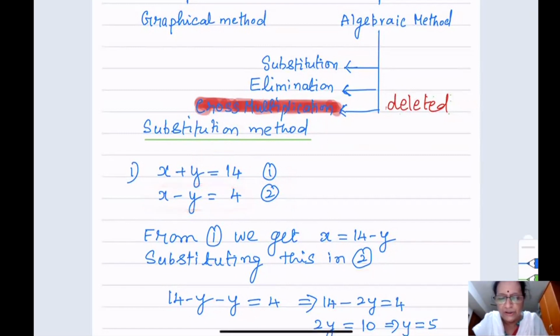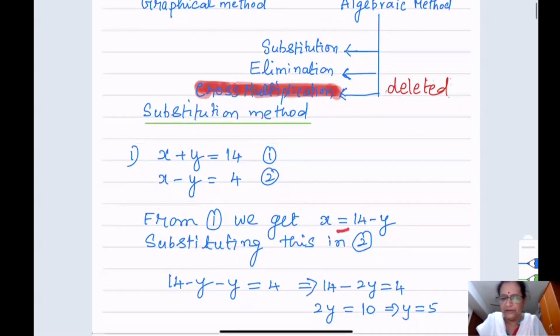So in substitution method, get the value of one variable from the first equation, or you can also get it from the second equation. Get the value of one variable from one equation, then substitute in the second equation. So after you get the value of x, it should be substituted in the second equation.